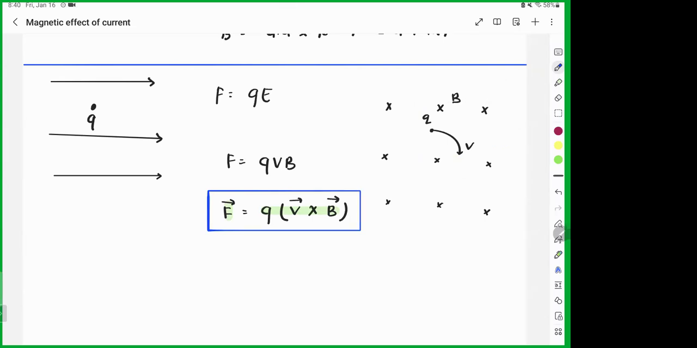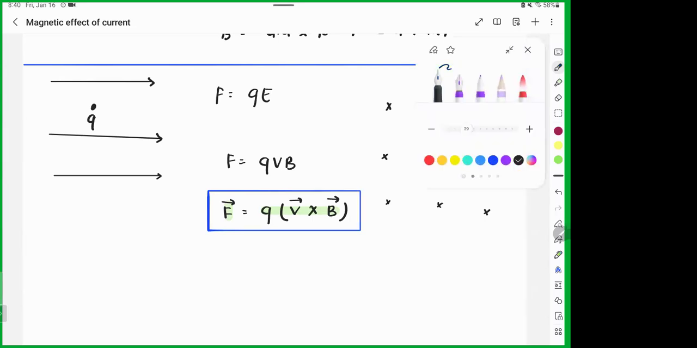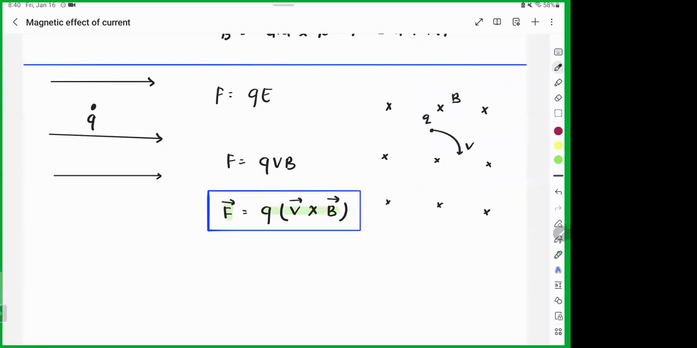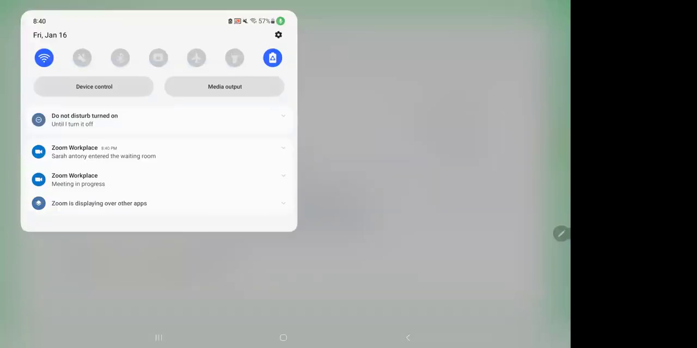If you take vector A cross vector B, what will it be equal to? AB sine theta. Correct? And we also use a unit vector for this. Here we don't need it, but we do use it.